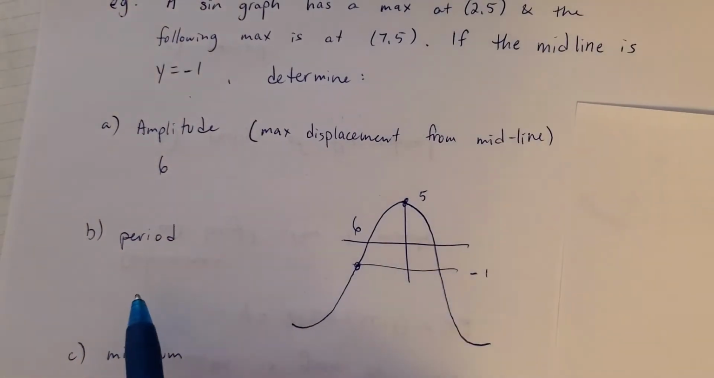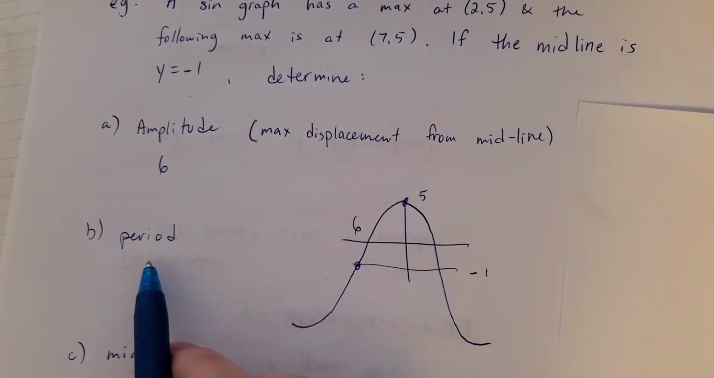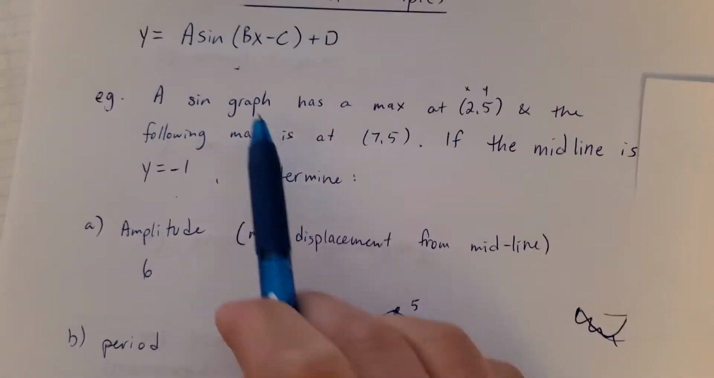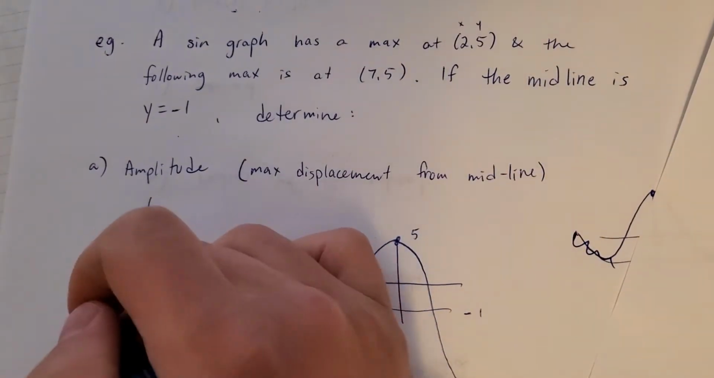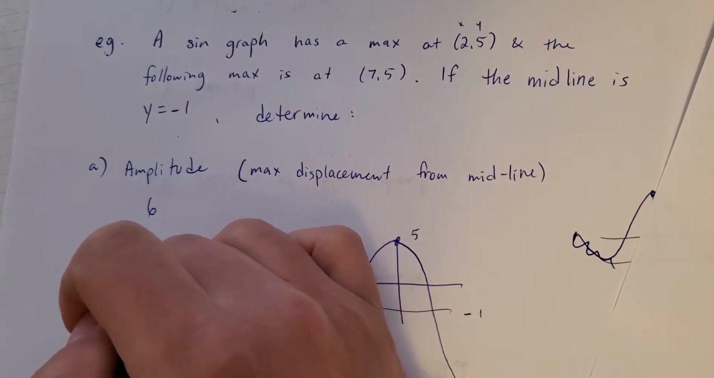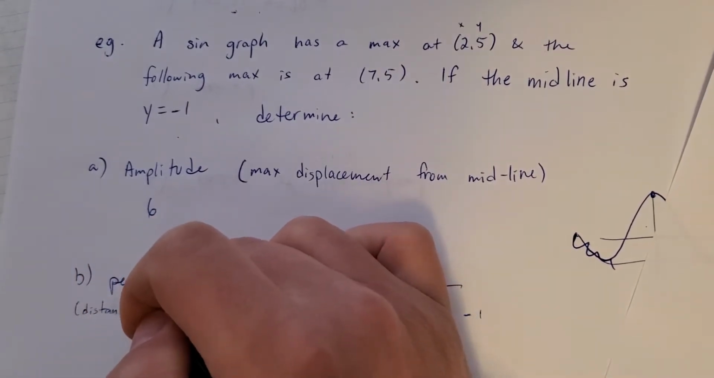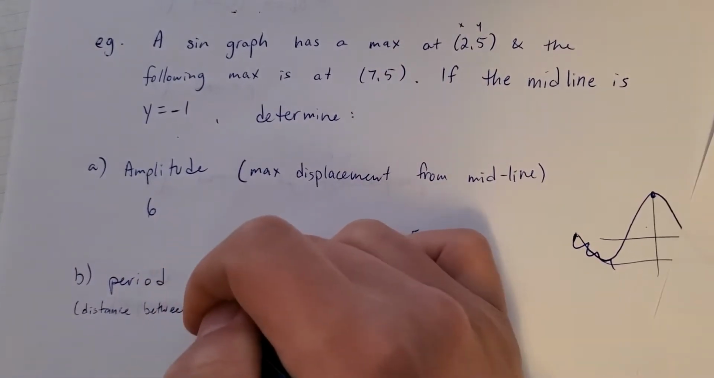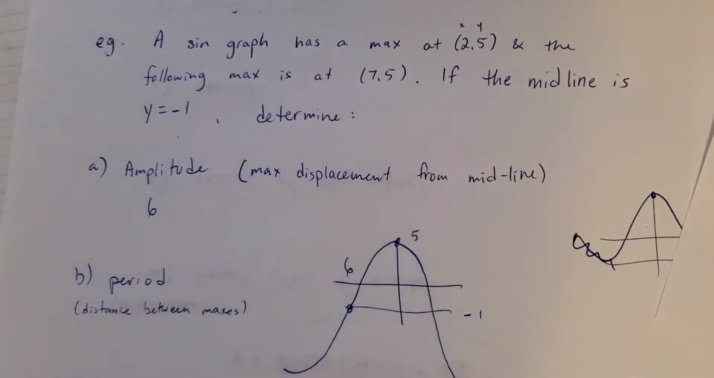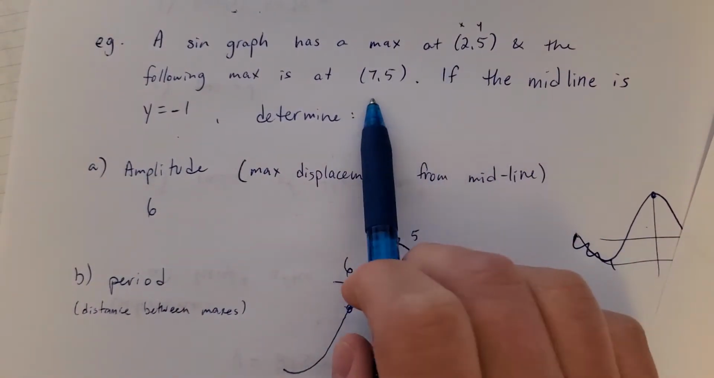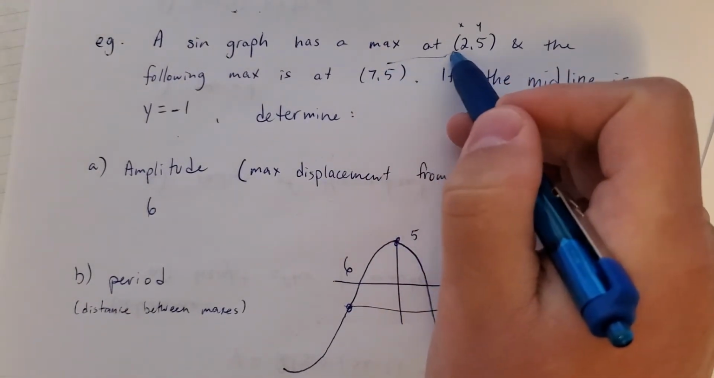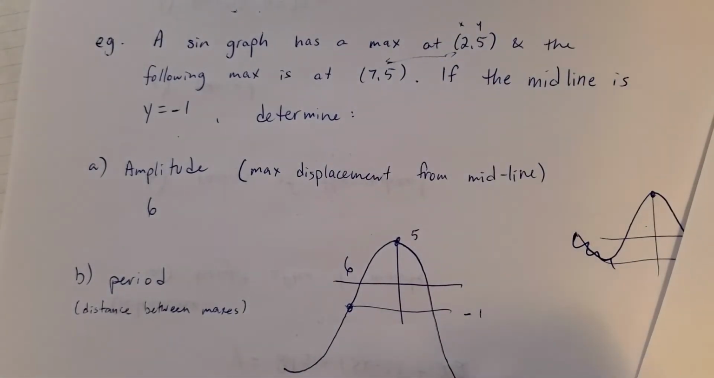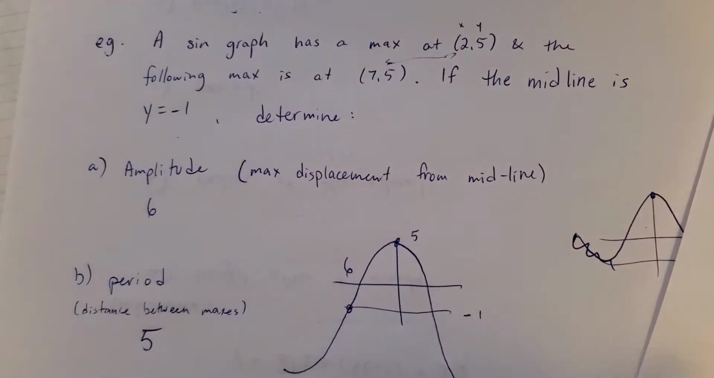Okay, next we're going to find the period. So I mentioned you can find period from this number b, but we don't know what that is. The other thing you can remember about period is that it's the distance between the maximum values or the distance between minimum values. We have two maximums, (2, 5) and (7, 5). Okay, the distance between them from 2 to 7 is 5. That's the period.